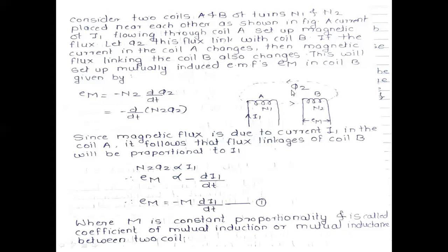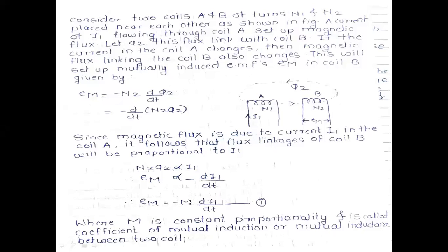How does this N2 phi 2 change? It depends on the current I1. If the current I1 changes, then N2 phi 2, the flux linkage, will change. So N2 phi 2 is directly proportional to I1. So in EM equal to minus d(N2 phi 2) by dt, in the place of N2 phi 2 we have written I1.